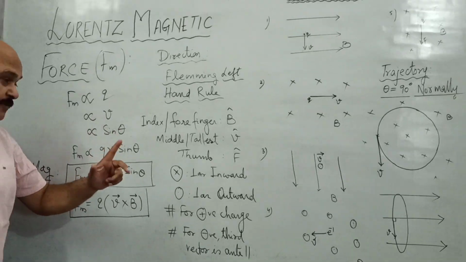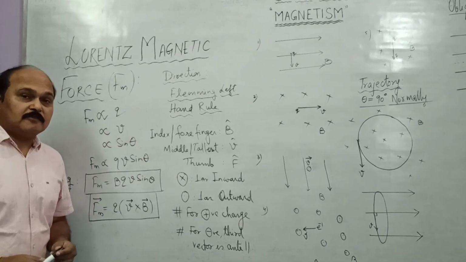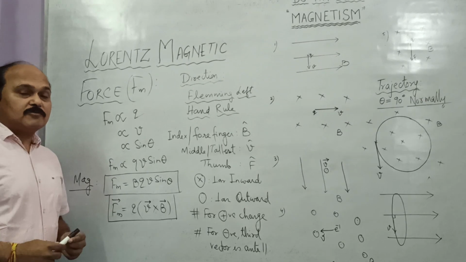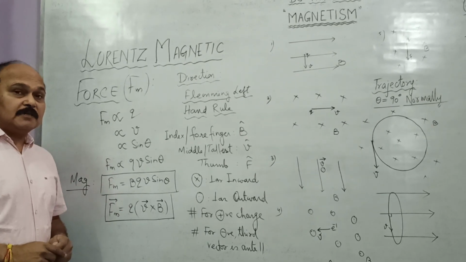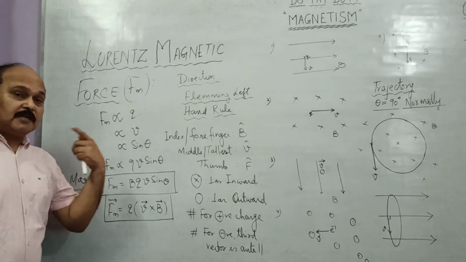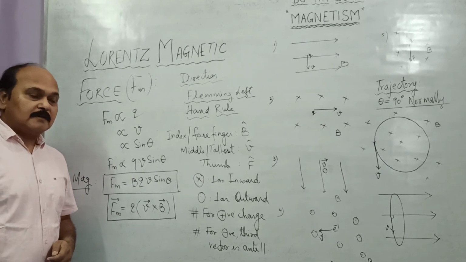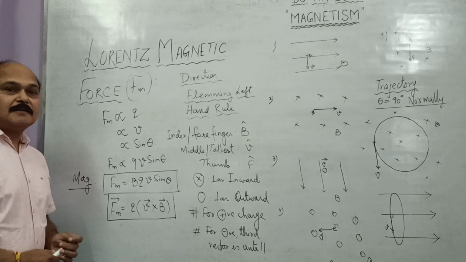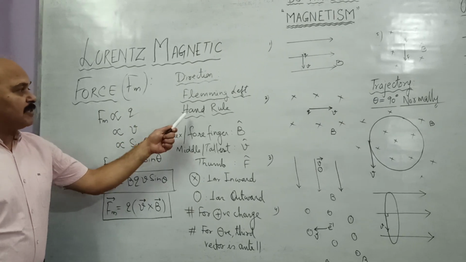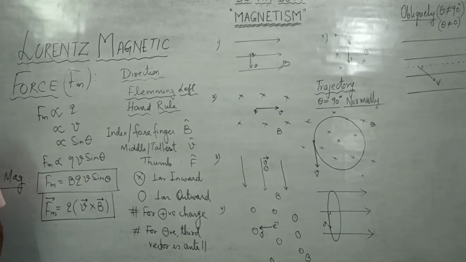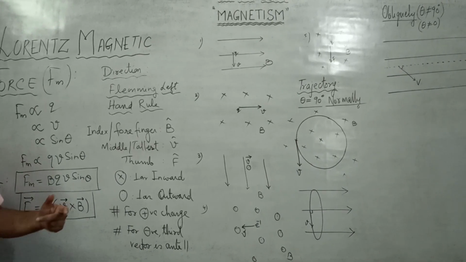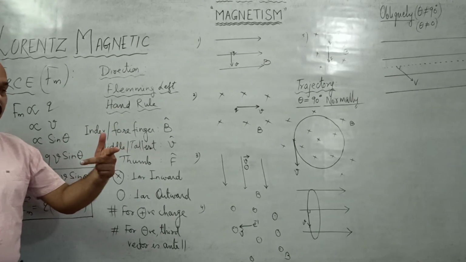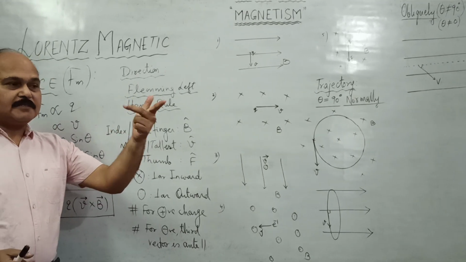So we know how to find out the direction of a vector using cross product, but we won't work out the direction of this force using the direction of the cross product. Well, we'll work out this direction using Fleming's left hand rule. So what is this Fleming's left hand rule? See, according to Fleming's left hand rule, these are the three fingers of your left hand.